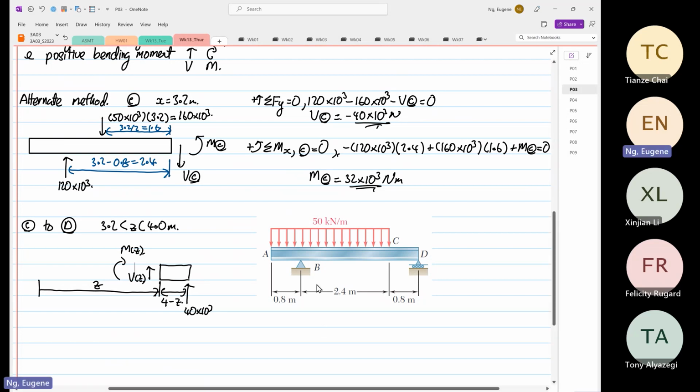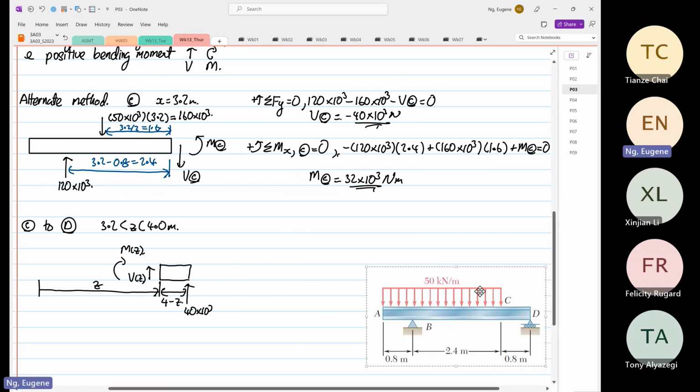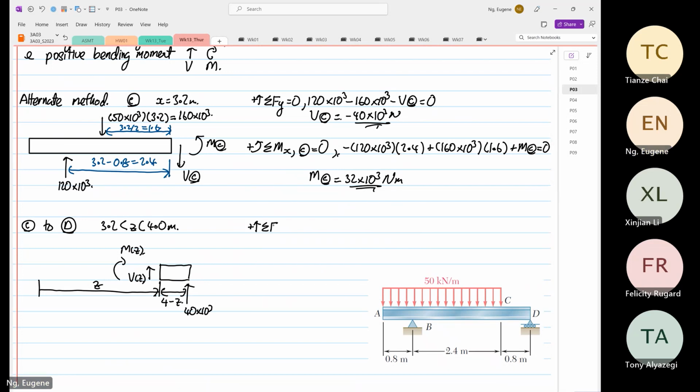So finally, right, we can do our stuff. So positive, right? So you will have 40 times 10 to the power 3 plus V as a function of z is equal to 0. So V as a function of z is equal to minus 40 times 10 to the power 3. Okay. And this is a function, right? Because it's a range, but it's a constant value.